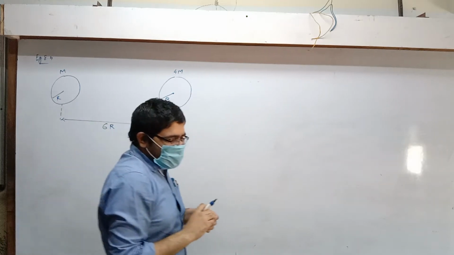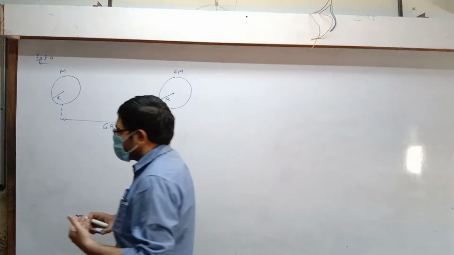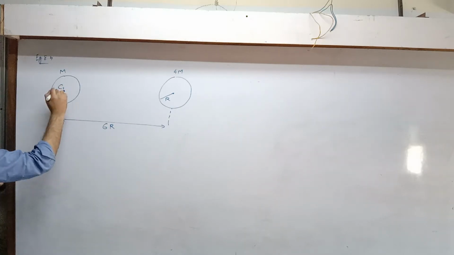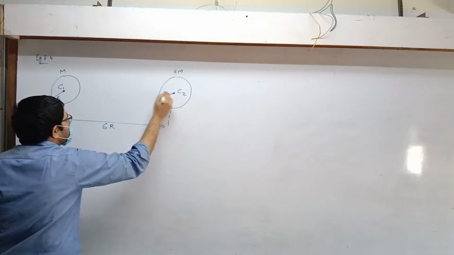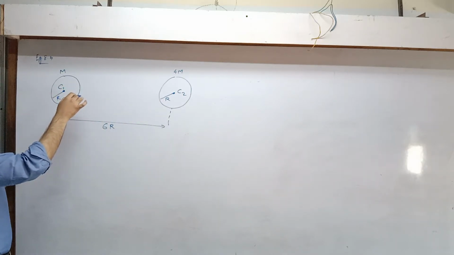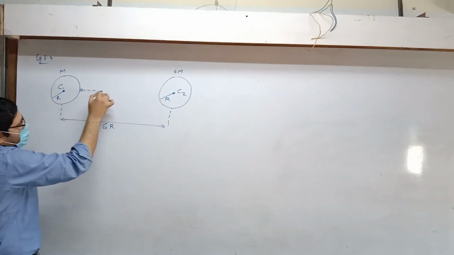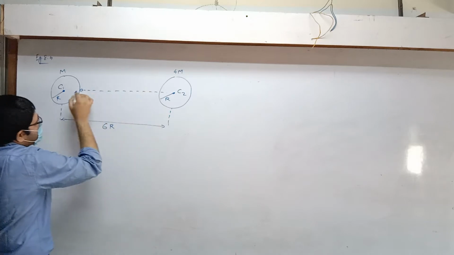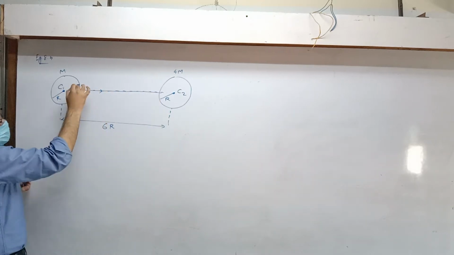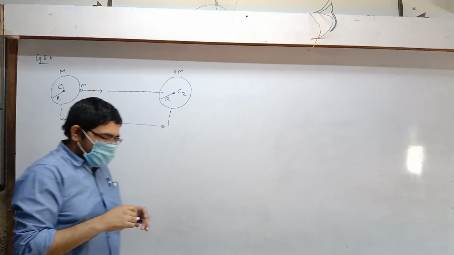Now, a projectile of mass m is projected from the surface of the sphere of mass m. Let's call this C1 and C2, sphere 1 and sphere 2. So m is here, it is to be projected, small m, directed towards the center, from the surface in this direction. Understood? This is to be thrown from here in that direction. Okay? So this is the situation.